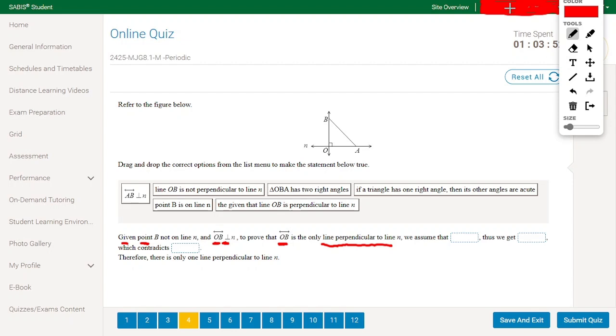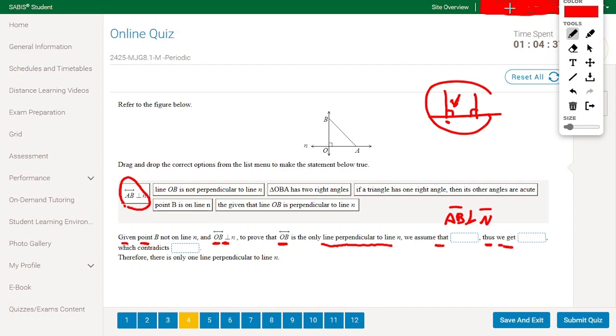But let's see the options. So we assume that AB is perpendicular to N. Thus, we get, let's say I have two perpendicular lines, so it will never be a triangle because a triangle has only one right angle. It doesn't have two right angles, only one.